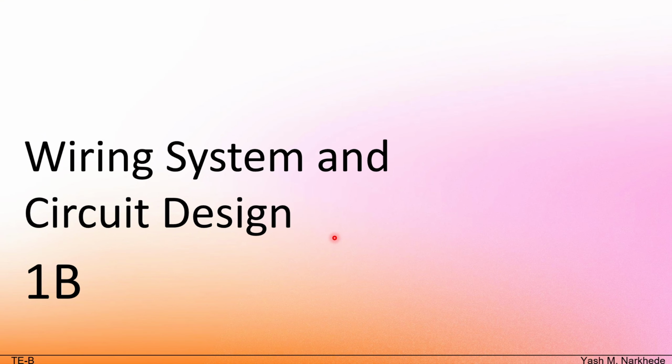Next is wire system and circuit design. In this step, we design how the proper flow of power will go through different circuits. Separate circuits are made for lighting and power loads. Proper circuit design prevents overloading and ensures every section of the house gets a stable voltage supply.